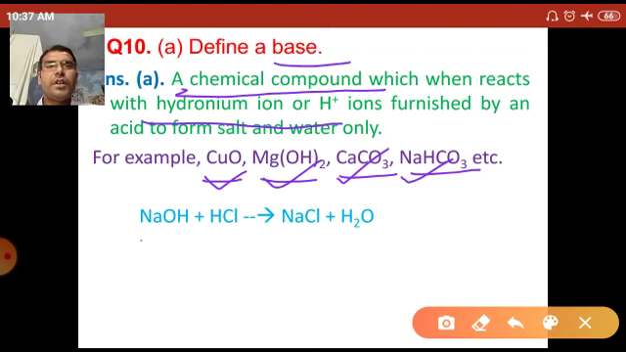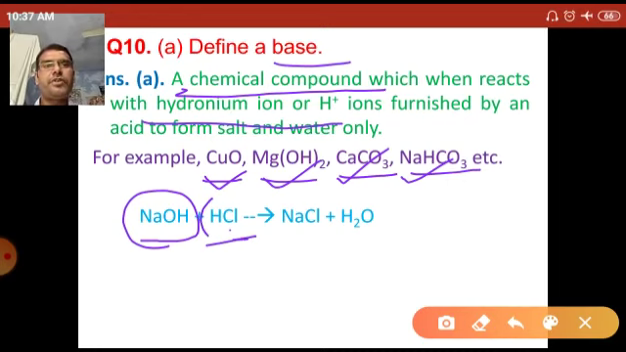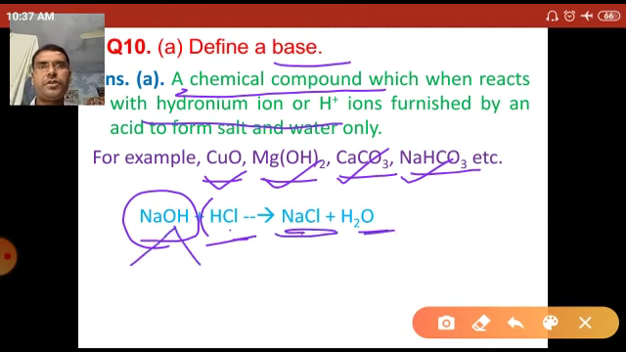Now here, sodium hydroxide when it reacts with acids, HCl furnishes the H plus ions. The sodium hydroxide reacts with the HCl to form NaCl and water. NaCl is a salt. Now here, what happens?